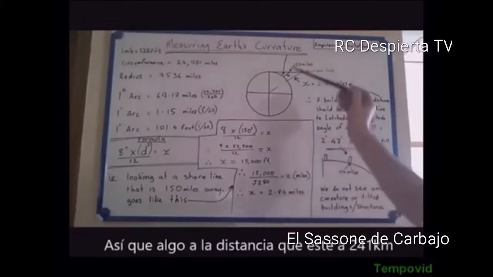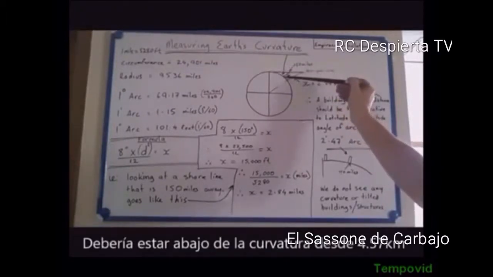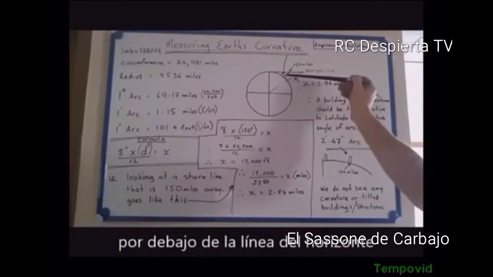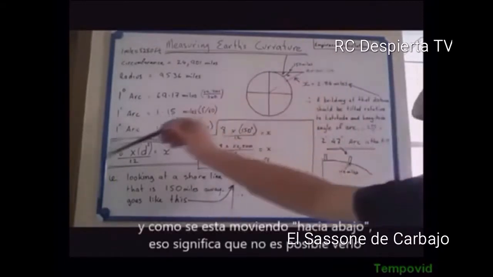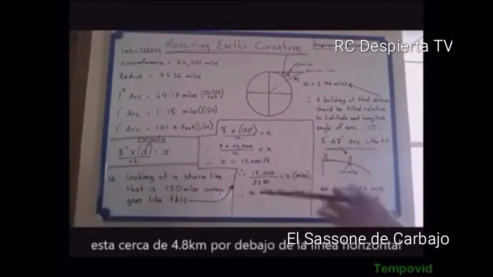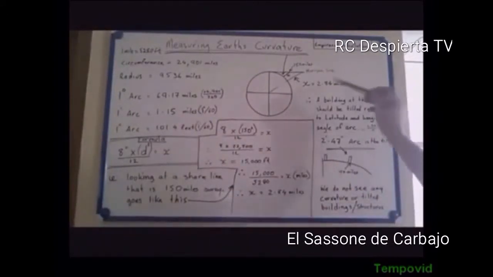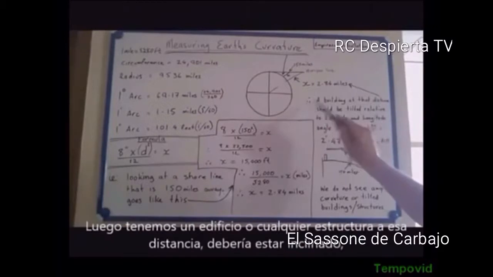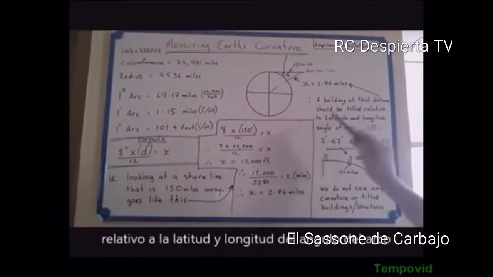So something at a distance of 150 miles away should be down the curvature by 2.84 miles, below the horizon line. Of course, it's moving down like that, so it'll be right down there. That means you can't see it. It's nearly 3 miles below the curvature. Therefore, a building at that distance, or any structure that's straight, should be tilted relative to the latitudinal and longitudinal angle of arc.